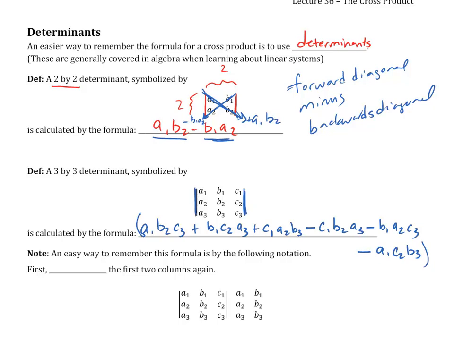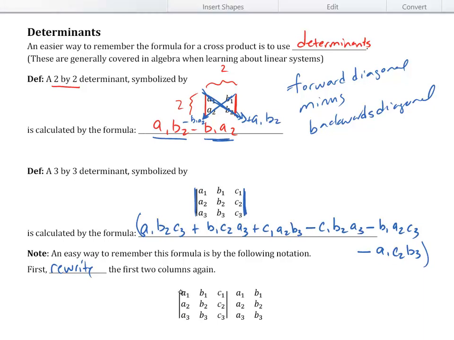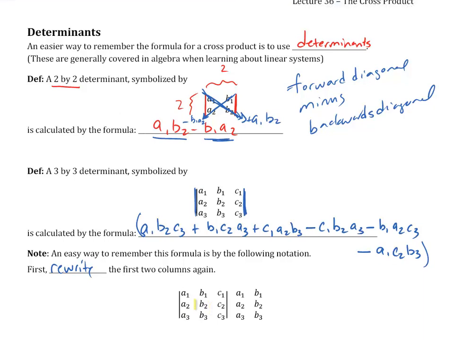So the easy way to remember this formula is by the following notation. First, rewrite the first 2 columns of that 3x3 array. So take the first column, this column here, and rewrite it right next to it. And then take the second column here and rewrite it here. And just leave off the third column. You don't have to write it a second time.